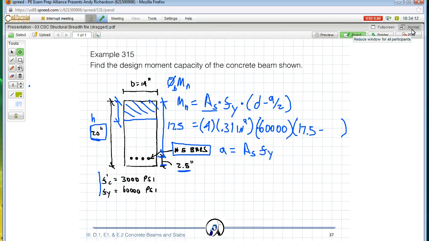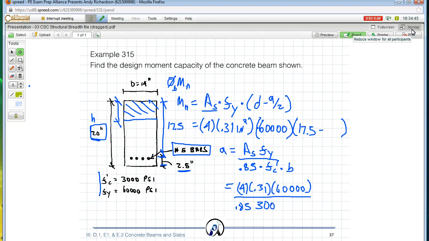But by setting the tension steel equal to compression, they're able to compute this A value, and it is equal to the area of steel times the yield strength over 0.85 times the specified strength of concrete times the width B. Okay, and plugging in the area of steel, which is still 4 times 0.31, and the 60,000 psi for this steel, and then 0.85, and then 3,000 was the given amount for the specified strength of concrete, and the width was 14 inches. So I get A of 2.08 inches.